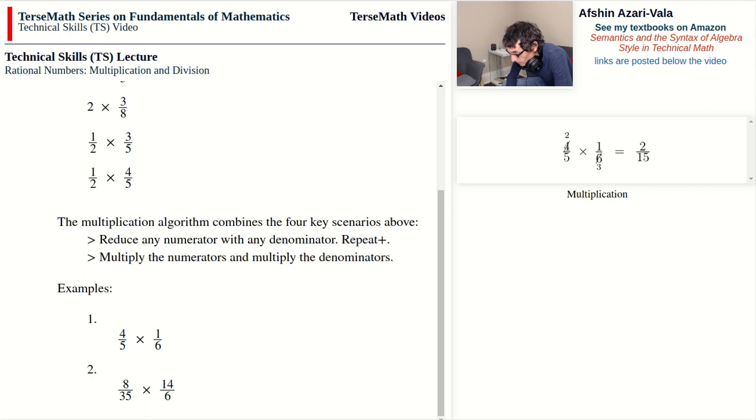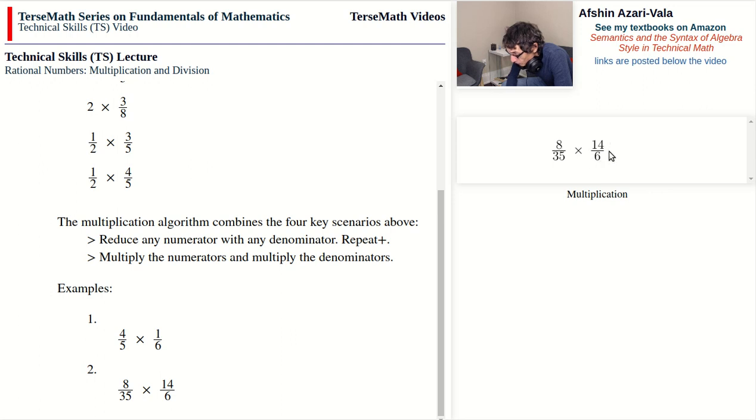Problem number 2, 8 over 35 times 14 over 6. Now in some cases, like in this problem, we may be able to reduce more than once, of course. So that's where the repeat as many times as you can comes in. So if I show you the reduction for this product, we have 8 over 35 times 14 over 6. Now we do have options here. We can start with 8 and 6, and we can divide both by 2. 2 goes into both 8 and 6.